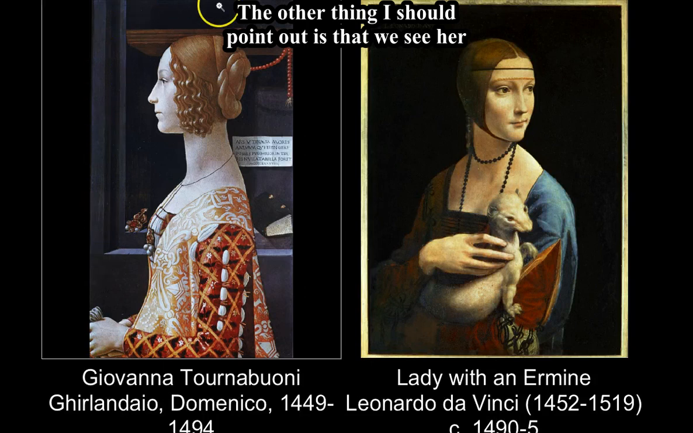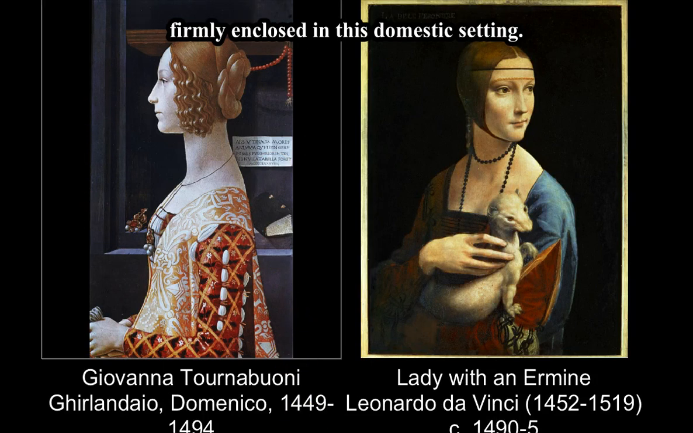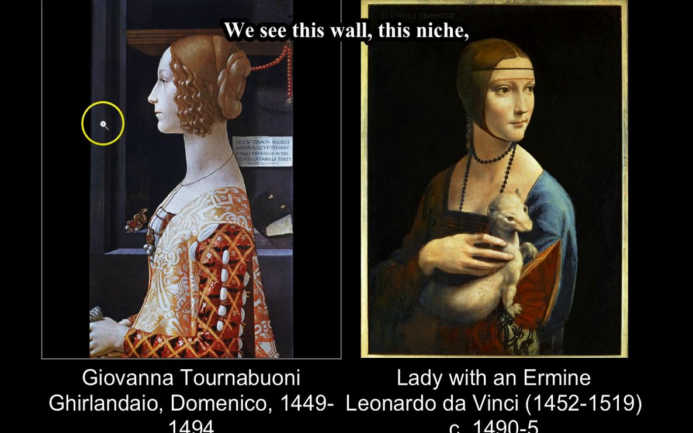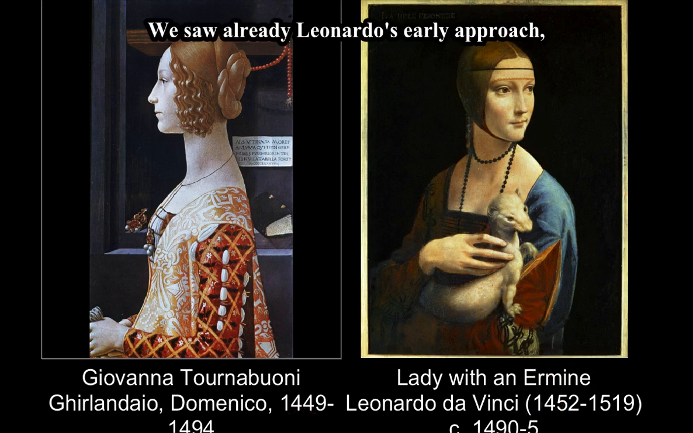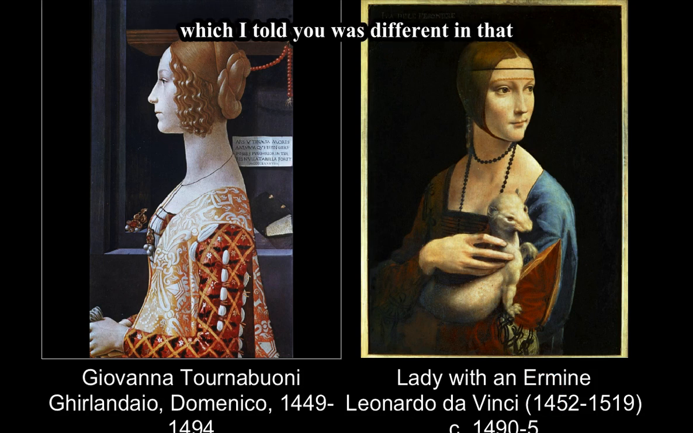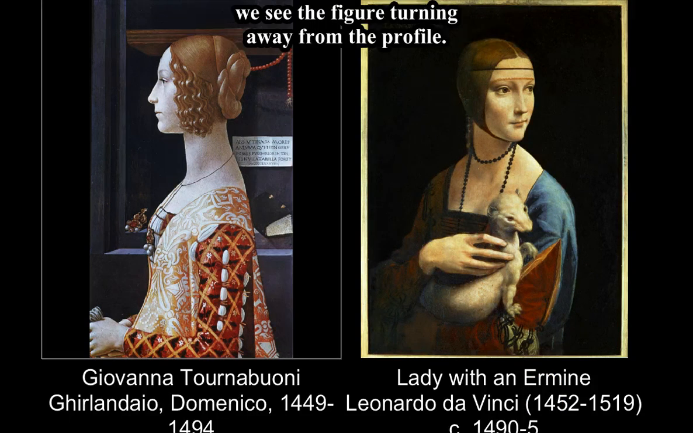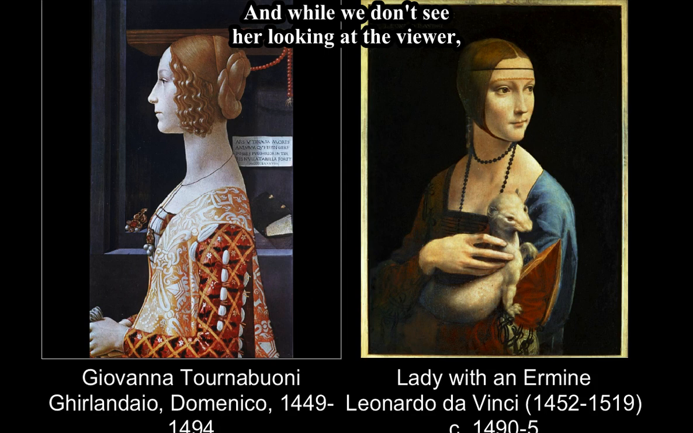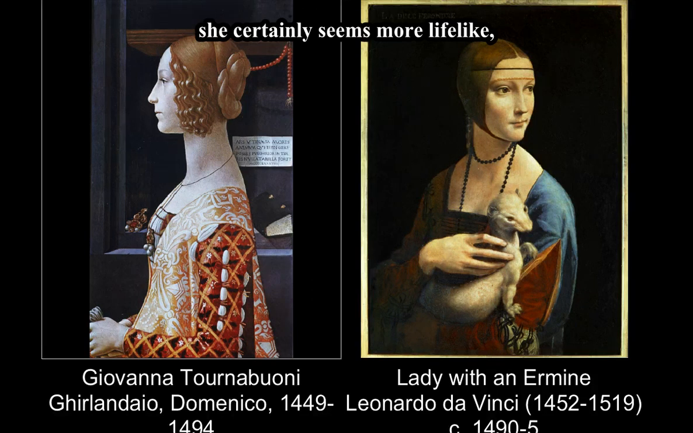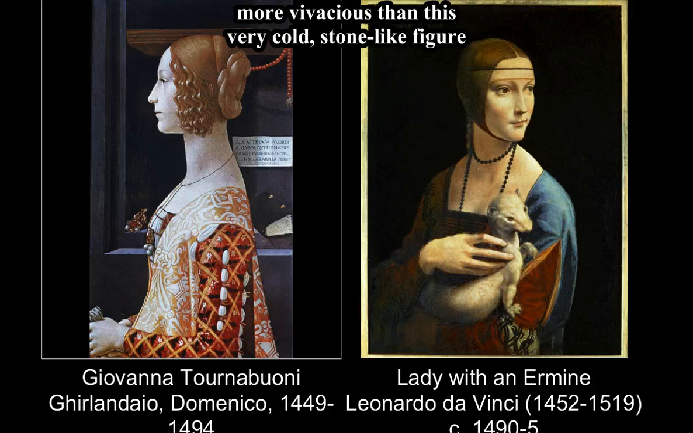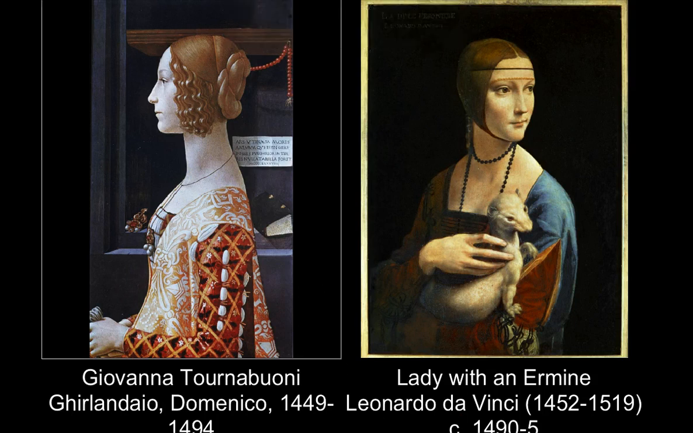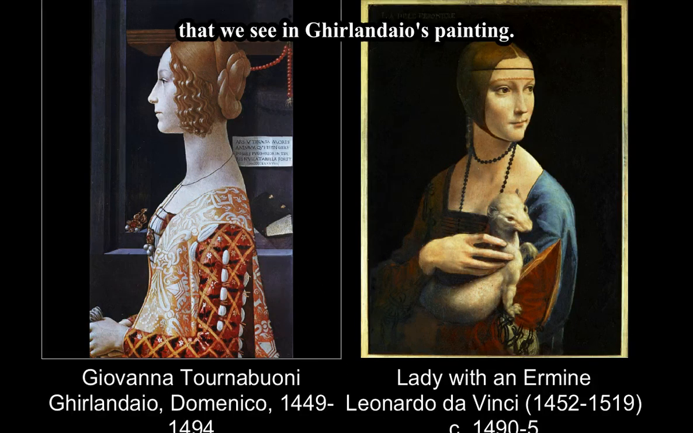The other thing I should point out is that we see her firmly enclosed in this domestic setting. We see this wall, this niche, and there's no space on either side. We saw already Leonardo's early approach, which I told you was different in that we see the figure turning away from the profile, and while we don't see her looking at the viewer, she certainly seems more lifelike, more vivacious than this very cold, stone-like figure that we see in Ghirlandaio's painting.